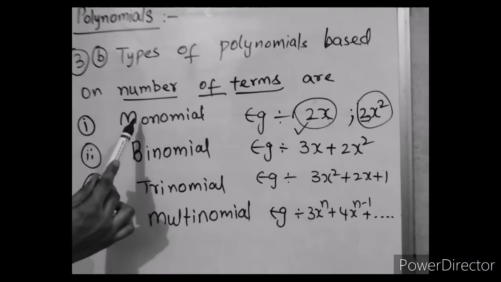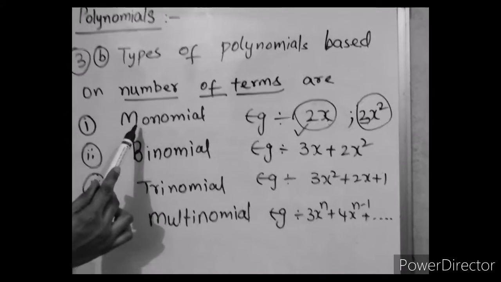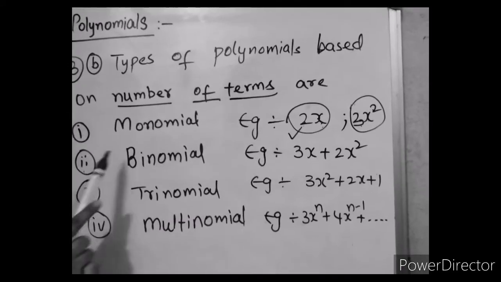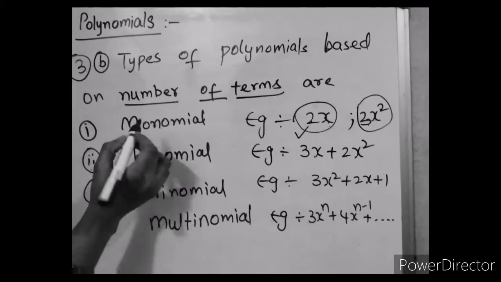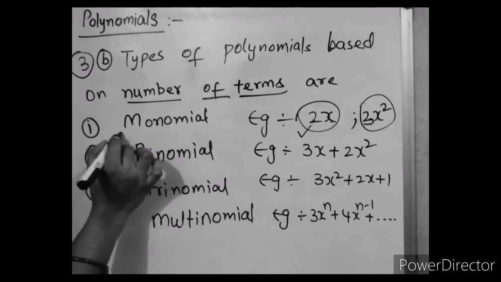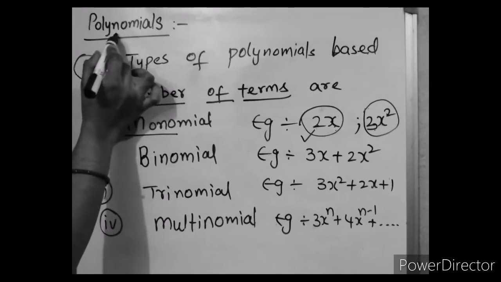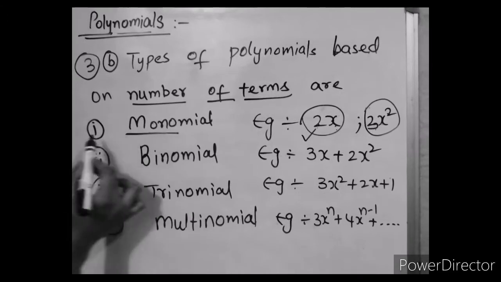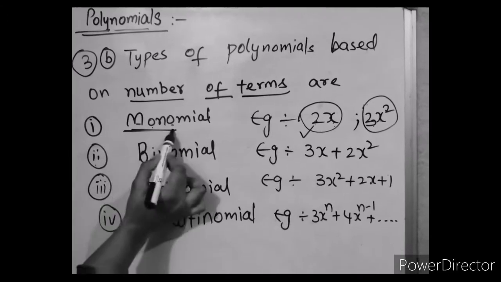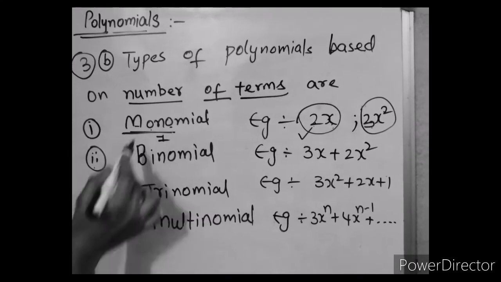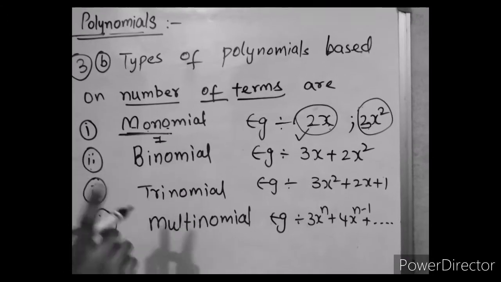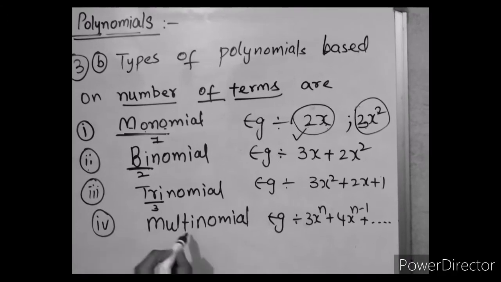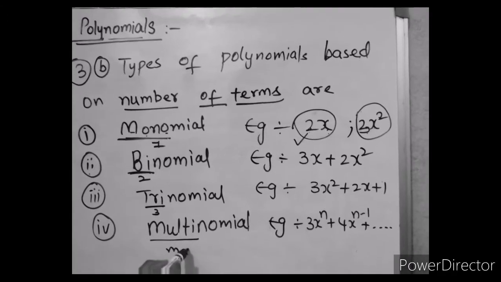Therefore, these types of polynomials are called monomials because they consist of only one term. Second one, binomial. See here how the names have come. Polynomial: poly means many. In the same way, the first one, monomial: mono means it consists of one. What do you mean by mono? Single, one. Bi means two. Tri means three. Multi means many.